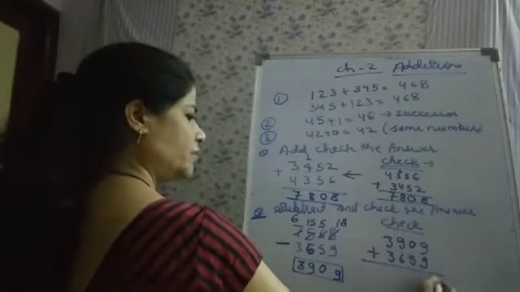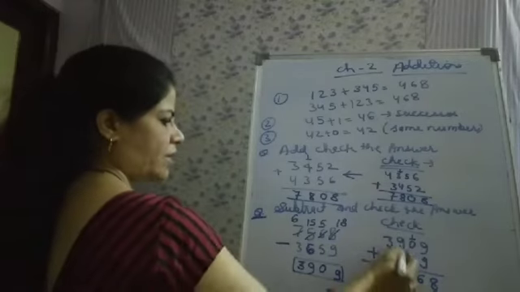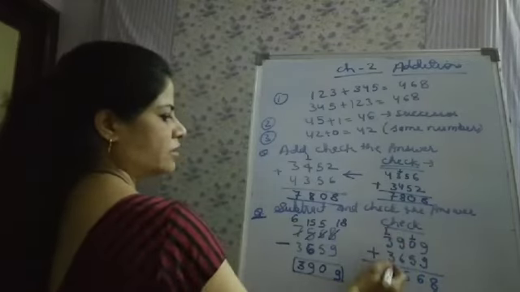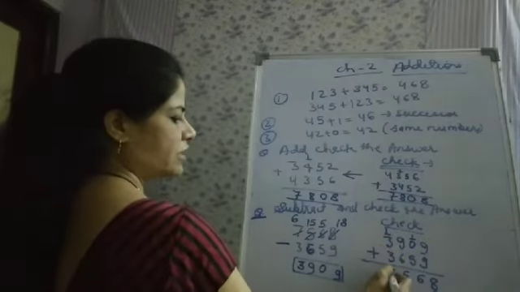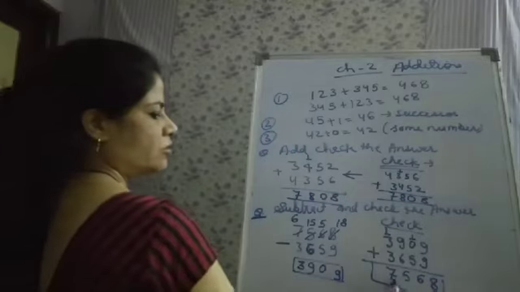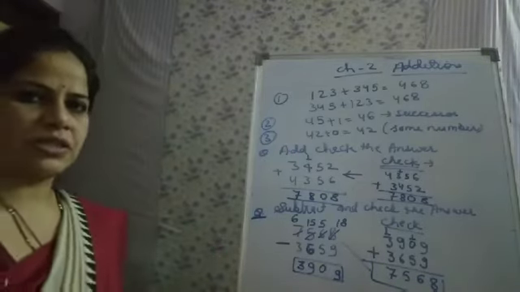9 plus 9 will be 18, write 8. Carry over 1. 5 plus 1 will be 6. 9 plus 6 will be 15. Write 5 in answer. Carry over 1. 3 plus 3 plus 1 will be 7. What are you getting here? Greater number, 7568. So the subtraction is correct.